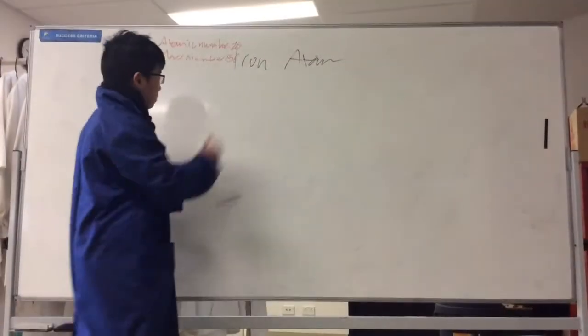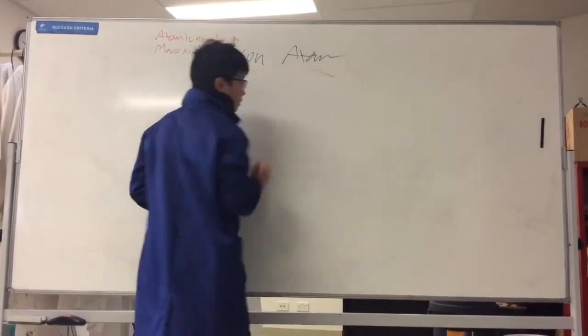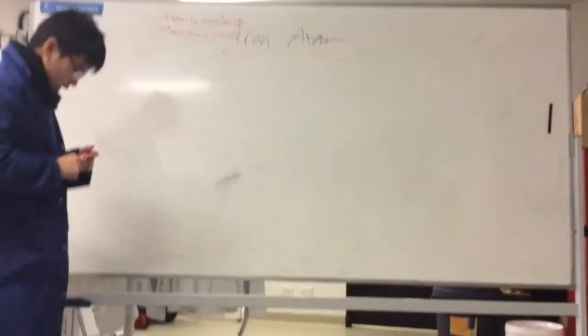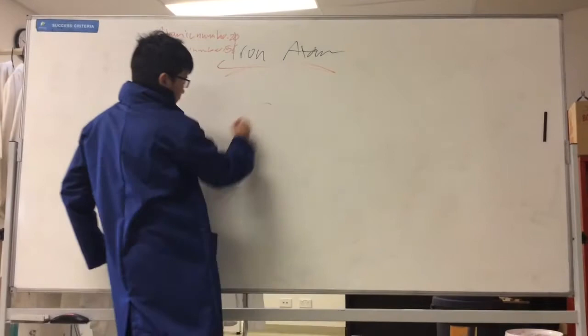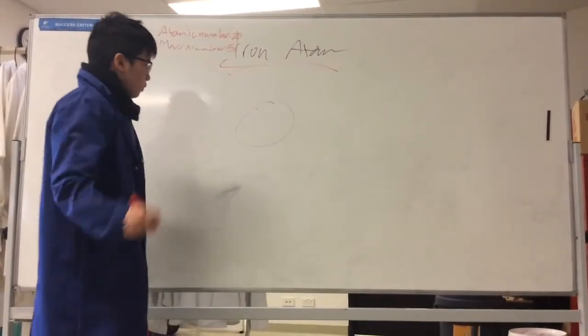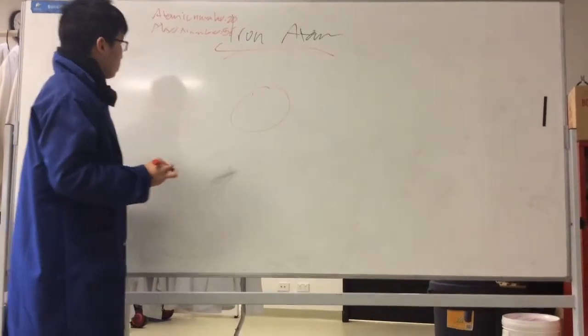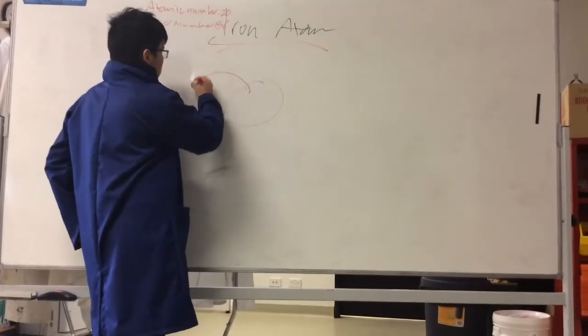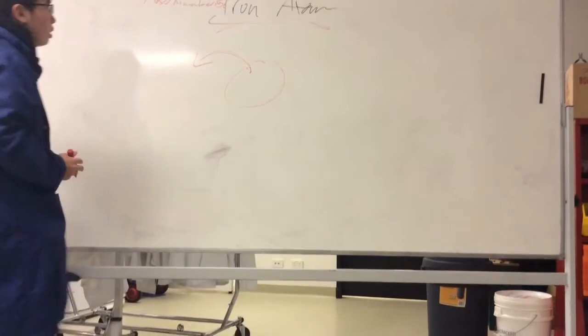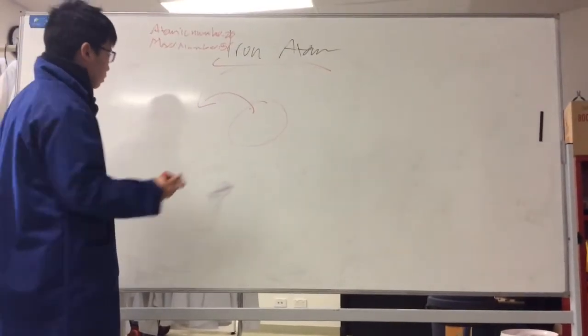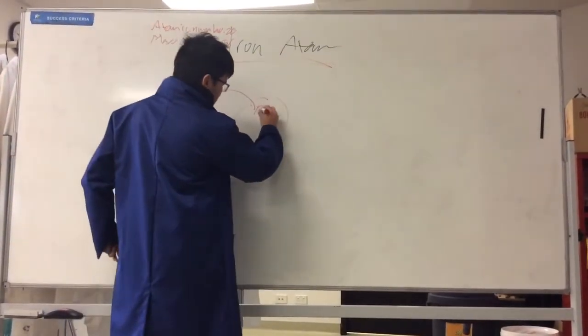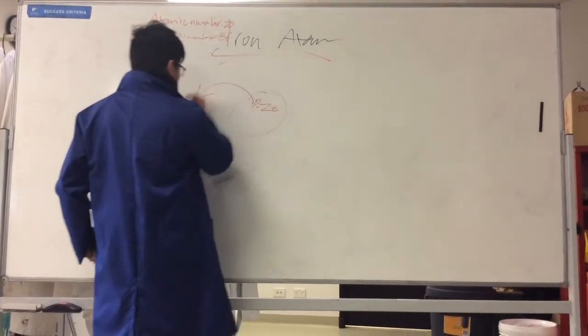And yeah, we'll talk specifically about the iron atom. So first up, it's got a nucleus which contains proton and neutron. So proton in this case is the atomic number. So it's 26. So you can say 26 there, and it's positive.